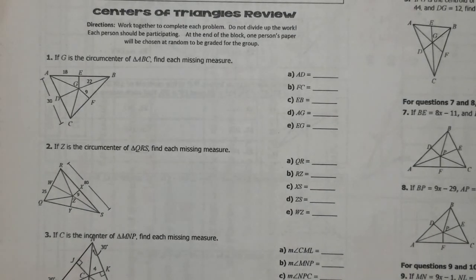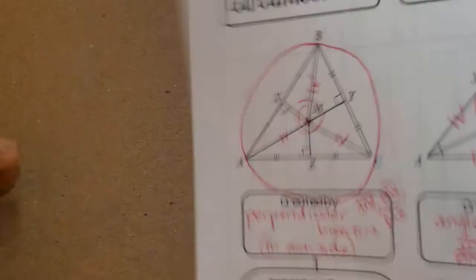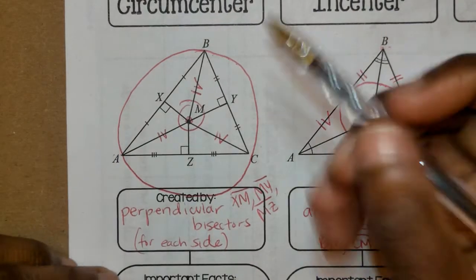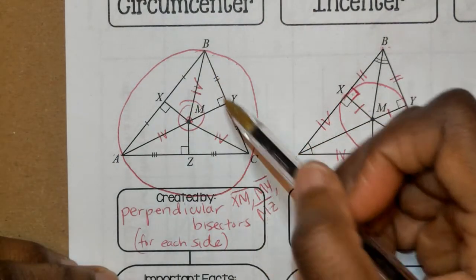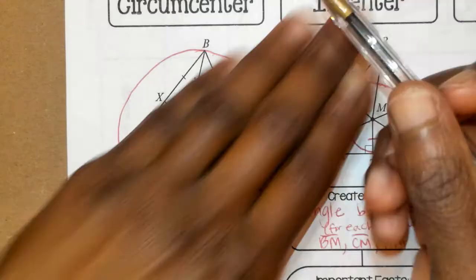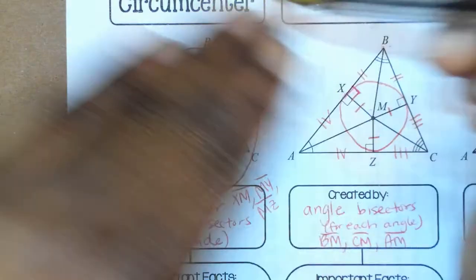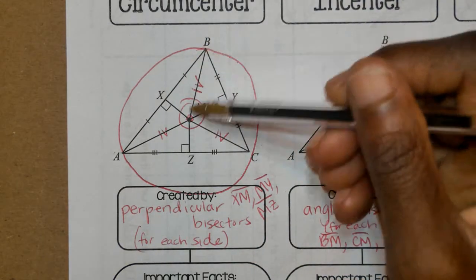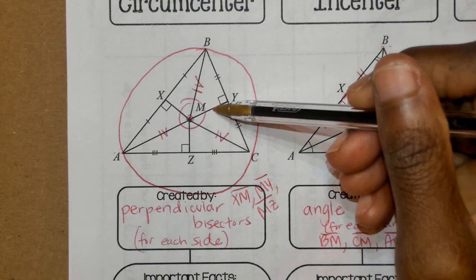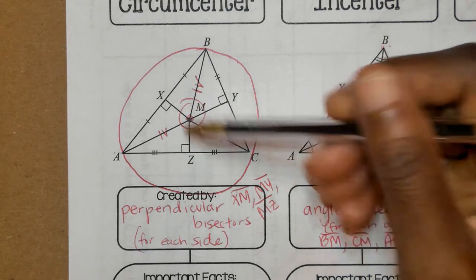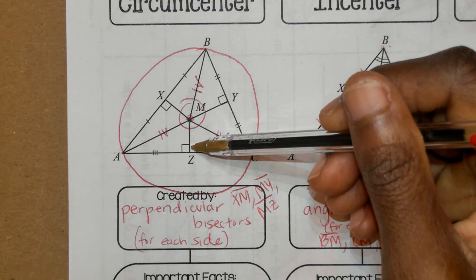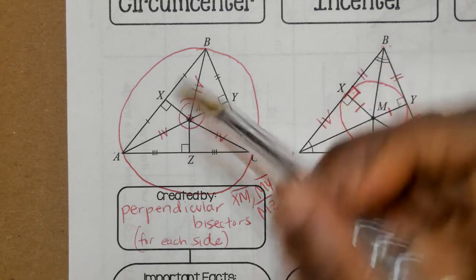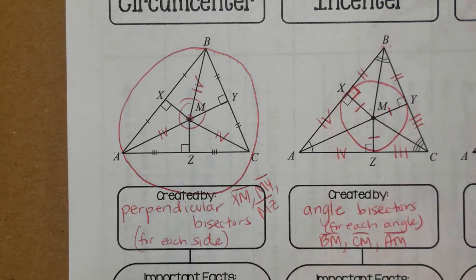Okay, so if G is the circumcenter of ABC, find each missing measure. So we're going to go back to looking at circumcenter just for a second. So on a circumcenter problem, all the segments on the outside are equal to the other segment on the same side. So those would be equal, those would be equal, those. And then anything from the middle to the vertex are equal. We don't have anything related, like MY, MX, and MZ are not equal. So in order to get those sides, or if we were missing something else, because we have right triangles, we can use the Pythagorean theorem.